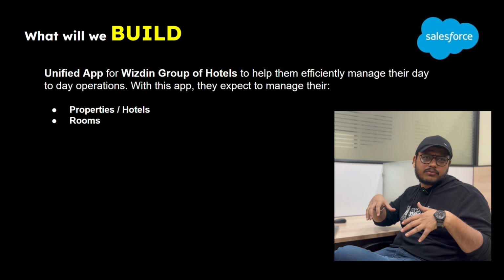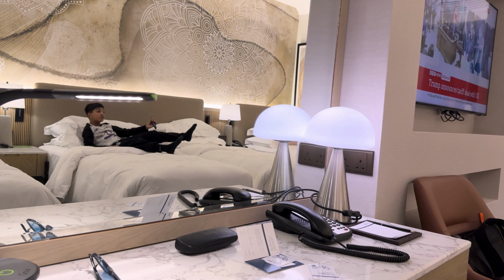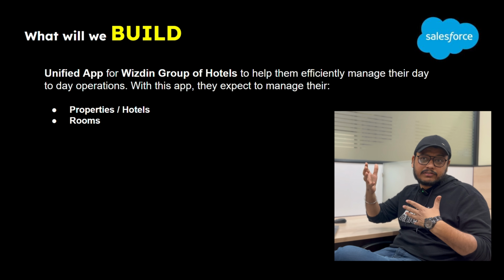Each property has its different rooms, so they would want to manage the rooms as well: which rooms are booked, which rooms are available. If there are booked rooms which are cancelled, then that should be managed. So if you try and understand, there is a lot of logistics around it, right? Let's say there are 500 rooms in a hotel, and if the same hotel chain has 10 hotels, 500 into 10 is 5,000 rooms.